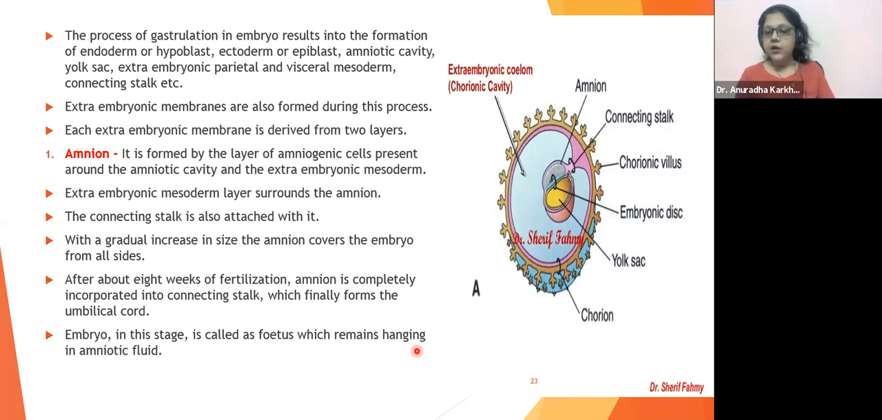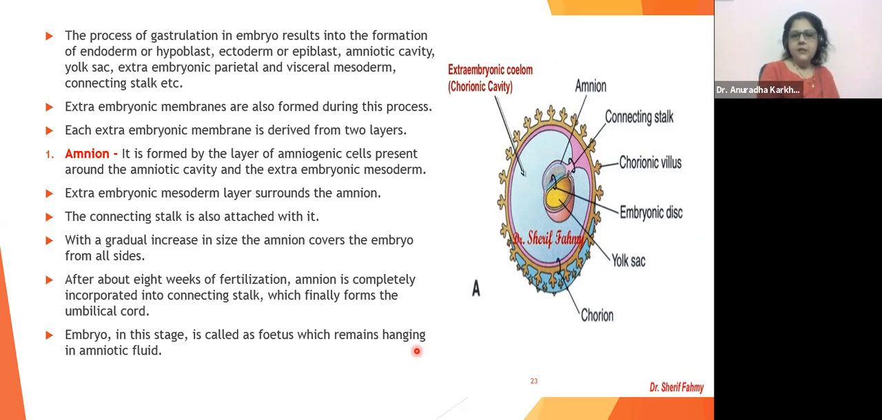The extra-embryonal mesoderm above the amniotic cavity forms the connecting stalk, along with the trophoblastic cells, together collectively. Now see, the extra-embryonic membrane is derived again from two layers. What is that? One is amnion, second is chorion. Please pay attention to amnion and chorion. Very important. Many a time questions have been asked from this particular part specifically, right?